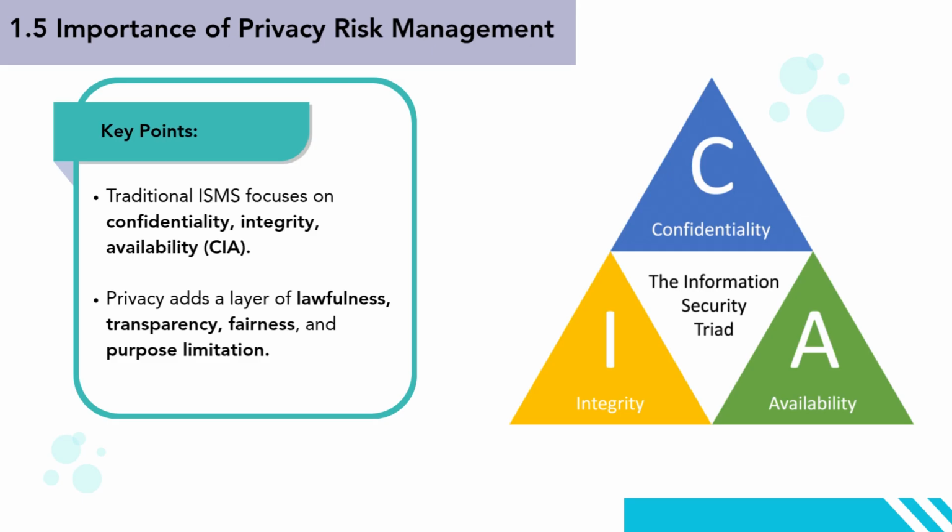Privacy adds essential layers including lawfulness, ensuring data processing has proper legal basis. Transparency, requiring clear communication about data use to individuals. Fairness, mandating ethical treatment of personal information. And purpose limitation, restricting data use to specified, legitimate purposes. This expanded framework means organizations must now consider not just whether data is secure, but whether its collection and processing are legally compliant, ethically sound, and respectful of individual rights.